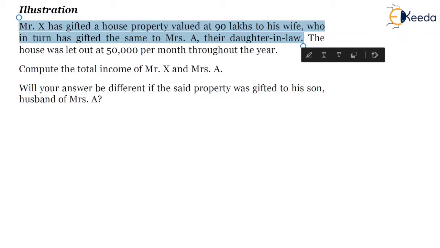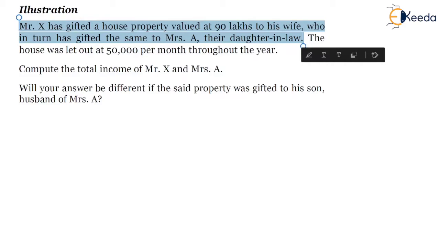the transfer of the asset by an individual, which is the wife of Mr. X, transferring the asset to her daughter-in-law. The clubbing provisions will get applicable in this case as well, and this will fall under clause 6 of sub-section 1 of section 64. And for clause 6, if you note or read the provisions, it is not subject to section 27, friends. So where an asset is transferred to the spouse, section 27 will be applicable. However, when an asset is transferred to a daughter-in-law, section 27 is not applicable. There is no specific mention under section 27, neither under clause 6 of sub-section 1 of section 64.